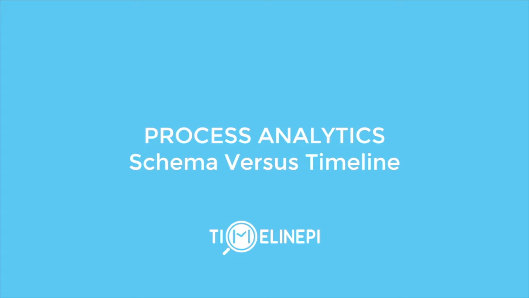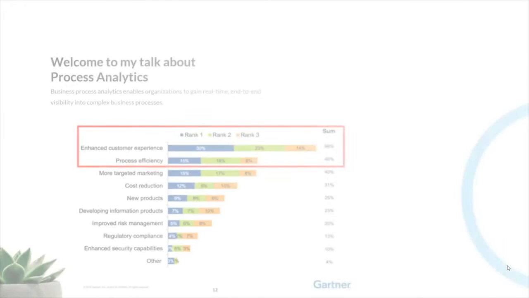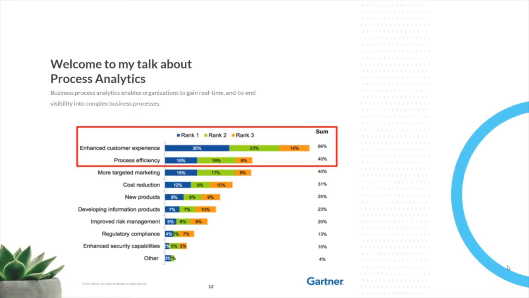Hello and welcome to this presentation about process analytics, the schema approach versus the timeline approach. Let's talk about why this topic is important. In a recent Gartner Big Data survey, respondents highlighted that process efficiency is the second highest priority for big data projects, right behind enhanced customer experience.